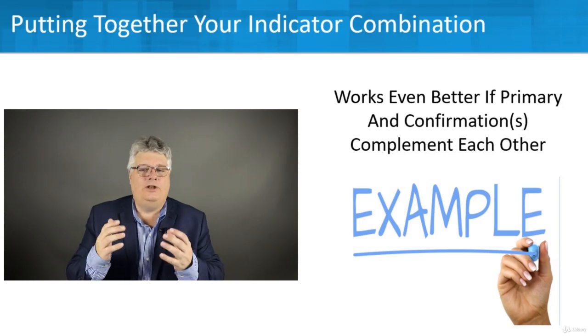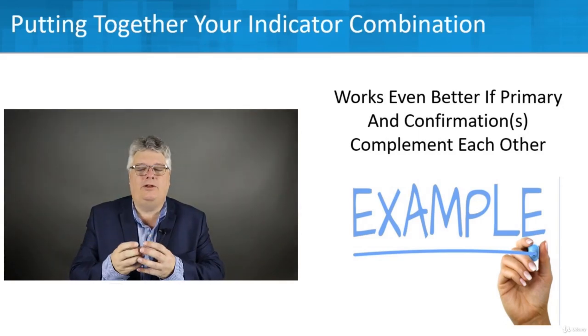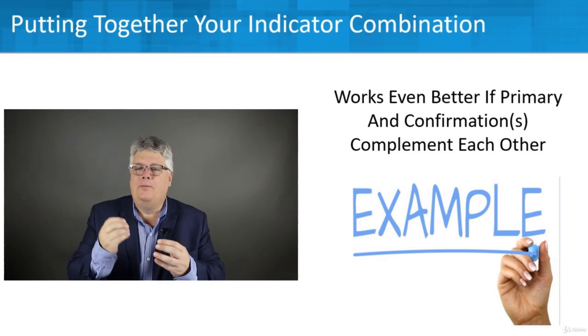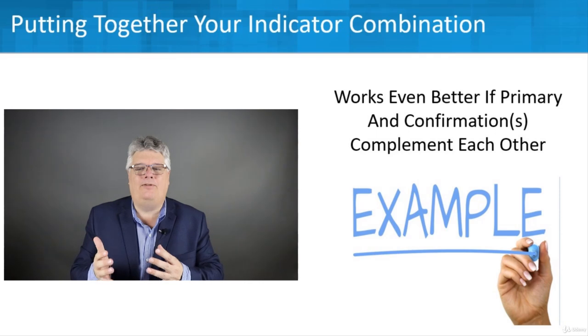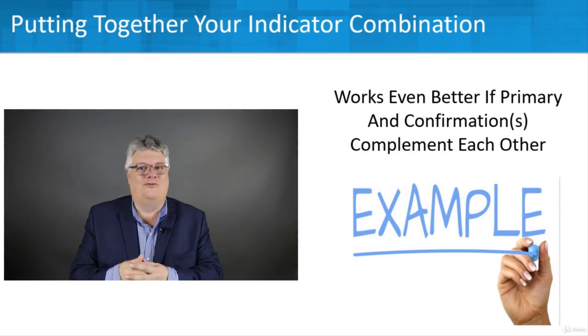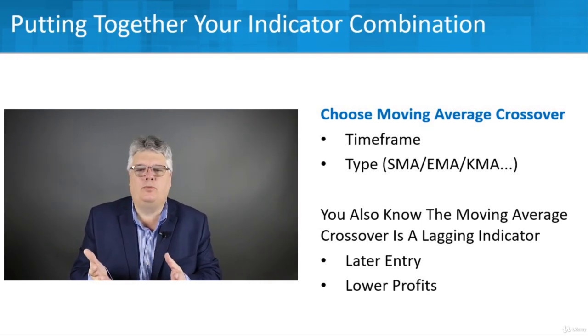All right, as we just learned, having a primary indicator and a secondary that complement each other is always a good, strong move. But there's ways to make that even better, and that's what we're going to talk about in this lesson. We're going to look through an example to show how that would work. So let's say you're choosing the moving average crossover as your primary.